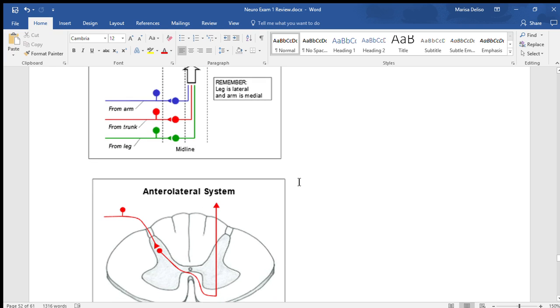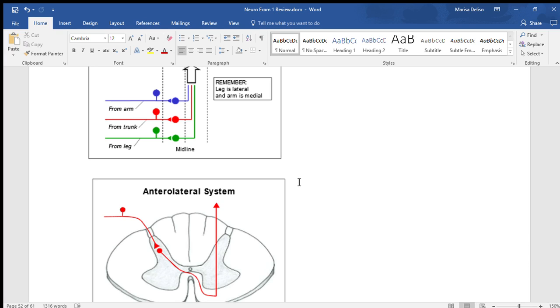Something to note in our DCML: our first synapse happens really high up, at the medulla, when we do that crossing. We synapse at either the gracilis nucleus or the cuneate nucleus, depending on which we are, then cross and ascend to our thalamus and synapse there, at the VPL. That's for our body, and you guys haven't done trigeminal yet, so we won't talk about that.